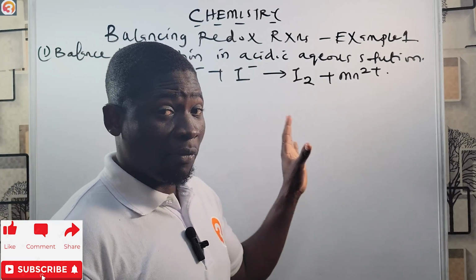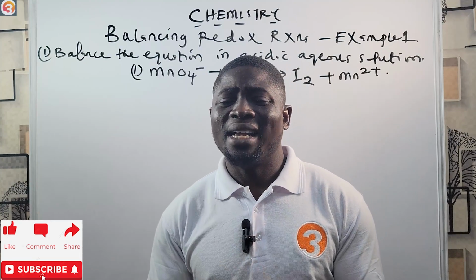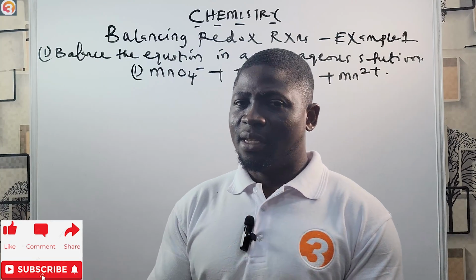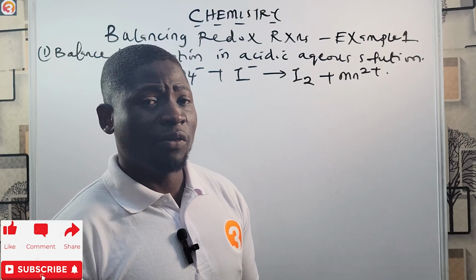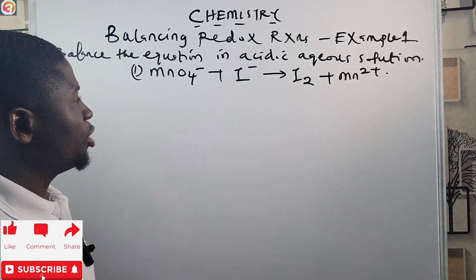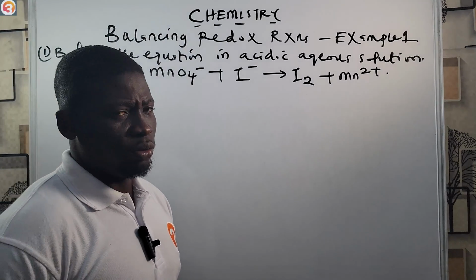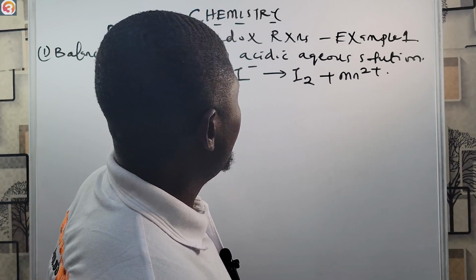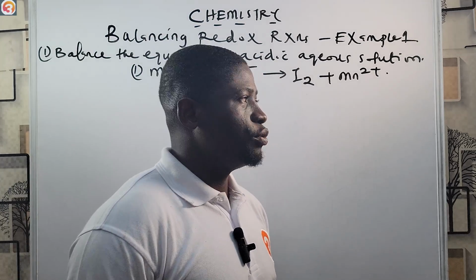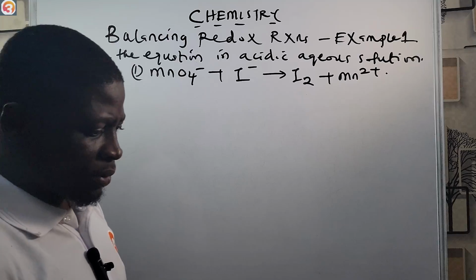Before the end of this class, I will also show you the difference between balancing in acidic and basic medium. You first have to balance in acidic medium before you balance in basic medium. So, balance the equation in acidic aqueous solution: MnO4- + I- = I2 + Mn2+. Now it's very simple.